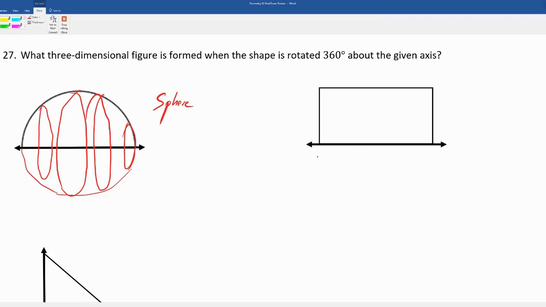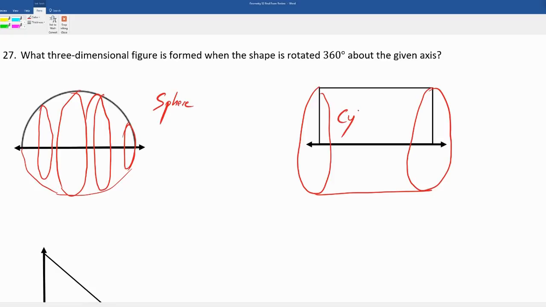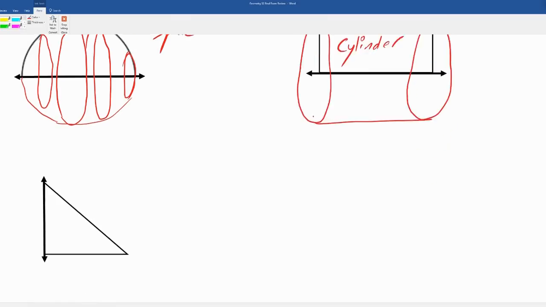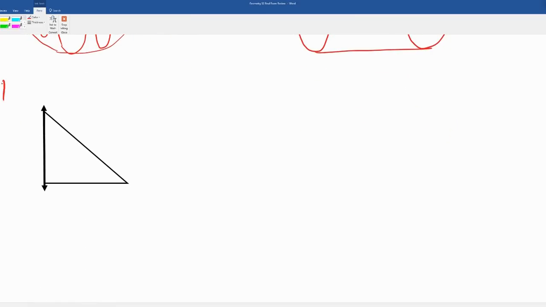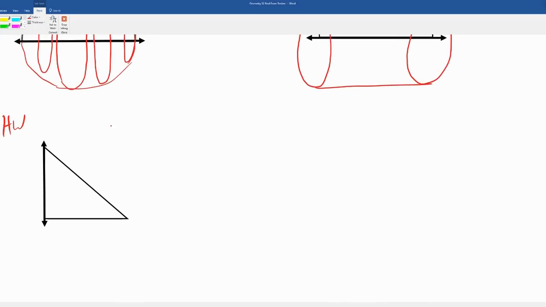Sphere. If you try it with this guy, right, and he spins all the way around. Oh, that's a terrible drawing. But if you spin him all the way around, he's going to look like a cylinder. Okay. You guys do this one. What is this guy going to do if you rotate upon that given axis 360 degrees? So you're going to be spinning it. All right. So what is that guy going to look like?